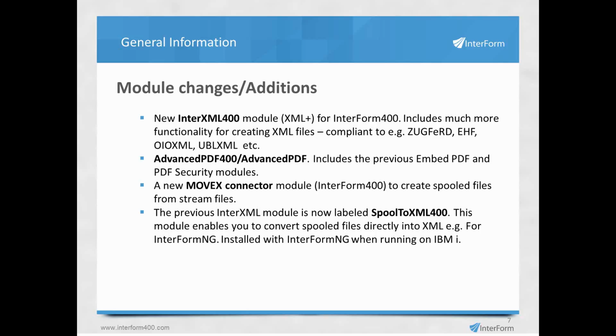The InterXML module is now renamed or relabeled into Spool to XML400, which actually is more descriptive. So this module is actually able to make your printing programs generate XML files directly. And this is usually used for customers that are running InterformNG, and this module is often used with customers that are running InterformNG on the IBM i.